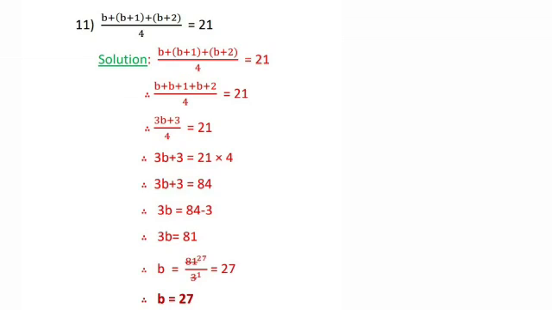Now this 4 when it goes to right hand side, multiplication. So therefore 3b plus 3 is equal to 21 into 4. So 3b plus 3 is equal to 84. Now plus 3 when it goes to right hand side, minus 3. Very good. So 3b is equal to 84 minus 3. So 3b is equal to 81. So now 3 when it goes to right hand side, division. So b is equal to 81 upon 3. After cancellation the value of b is 27. Therefore b is equal to 27.